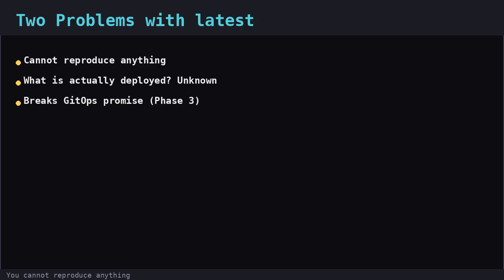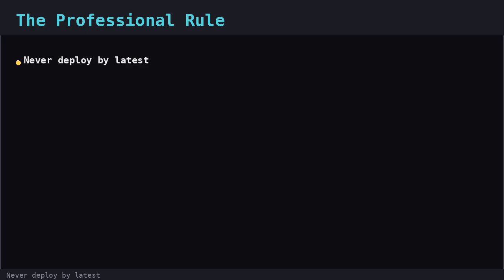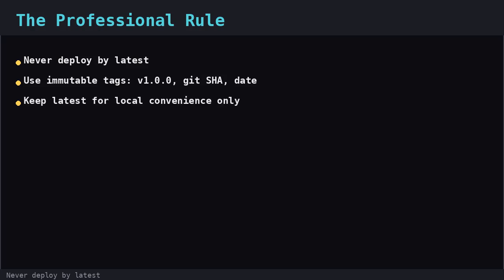The professional rule. Never deploy by latest. Always use an immutable, specific tag. Version 1.0.0, a git commit SHA, or a date. So every deployment is exact and reproducible. Keep latest for local convenience only.